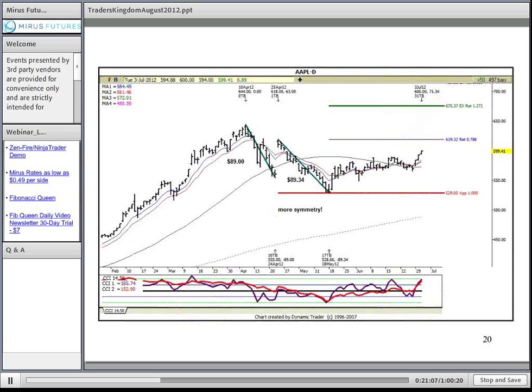There's one more thing that showed up in Apple that confirmed that area as potentially important, and it was that the first swing down was $89, and the second swing down was $89.34. Okay, so I know that we've made it to at least the 619 area in Apple.